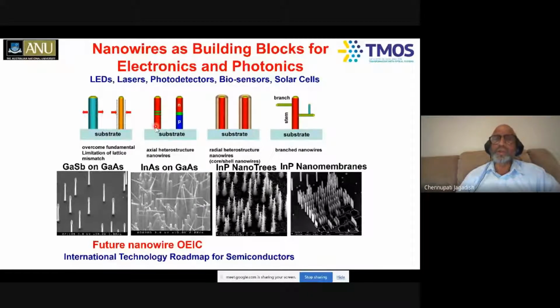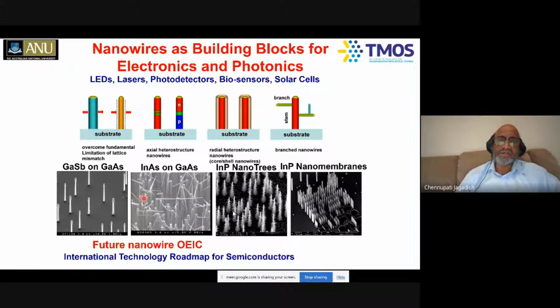Also, you can make various different materials within the nanowire. This green material is different than the red material, so you can create quantum dots or quantum wells within the nanowire. You can also dope these nanowires and make PN junctions. You can also create radial quantum well structures or core-shell structures, which I will come back to. Also, you can create branched nanowires. This really opens up opportunities for us to make three-dimensional architectures.